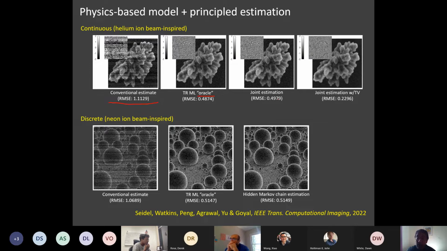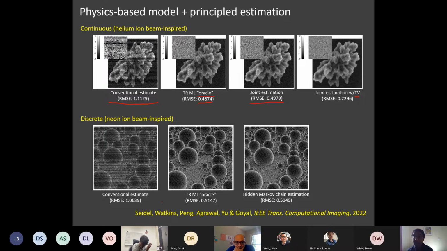And what we found is that a joint estimation, which depends on assuming that the varying beam current follows a Gaussian AR1 process, can come extremely close to doing as well as if you have the oracle. And we also develop algorithms to do that joint estimation of lambda and eta, but also use TV regularization for the image data and TV regularization for eta, and then we get even better results.